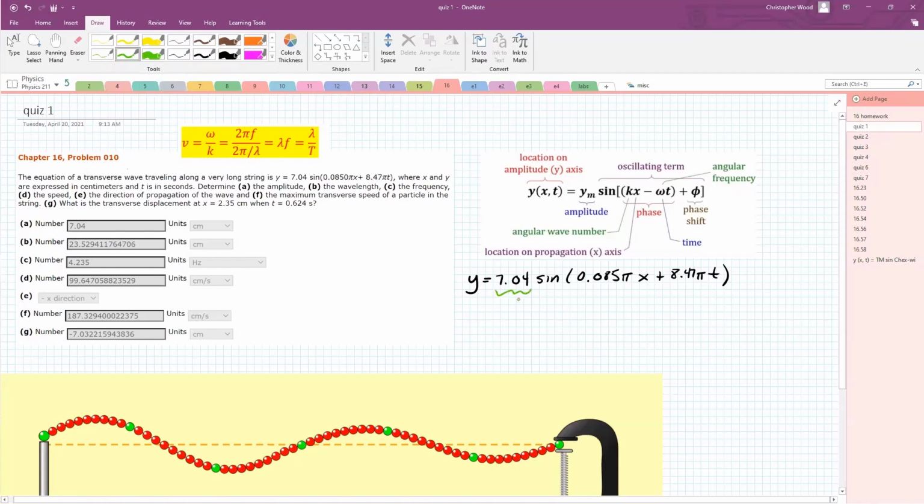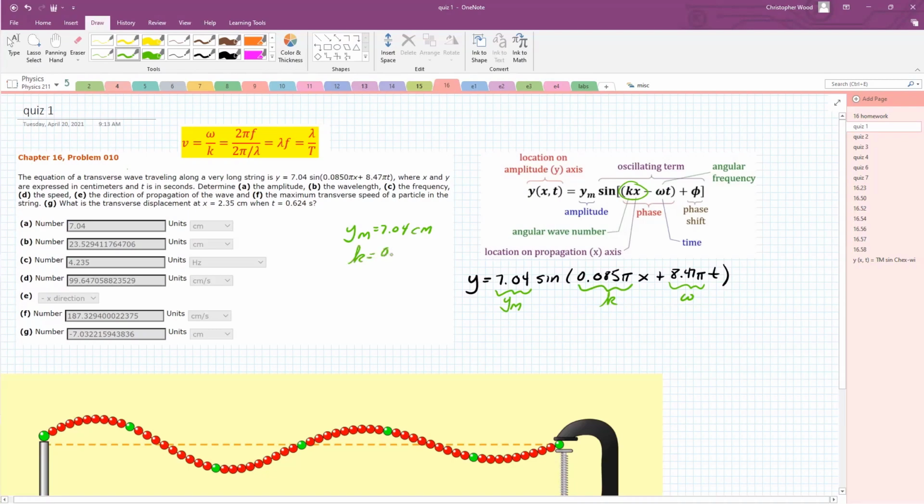This is amplitude. This is y subscript m. This is k because it's kx. So kx means this is k. This is omega. All right. So without even thinking, I can say my wave amplitude is 7.04, and they specified things are expressed in seconds and centimeters. Y sub m is 7.04.